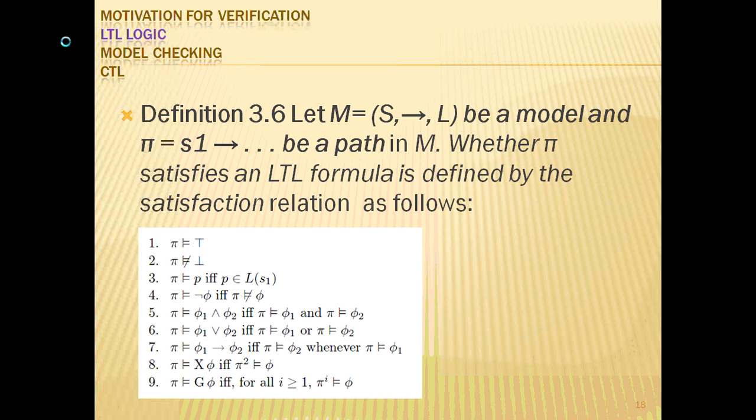Now let's look at another definition. Let M = (S, →, L) be a model and π = s1 → s2 → ... be a path in M, and we need to check whether π satisfies an LTL formula, which is defined by the satisfaction relation as follows. π^i represents the path starting at the state s_i, or it can start at any state given in the unwinding of the tree.